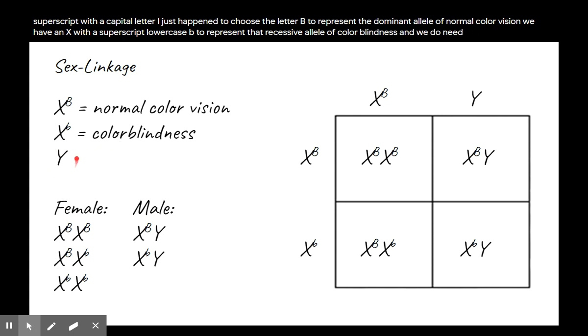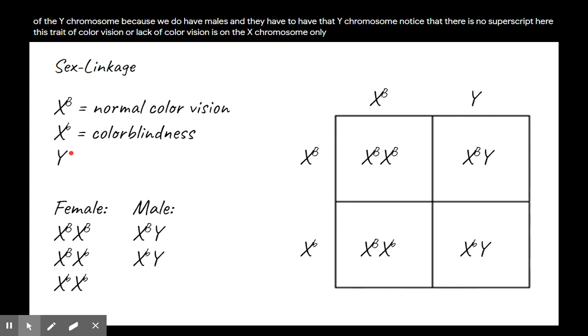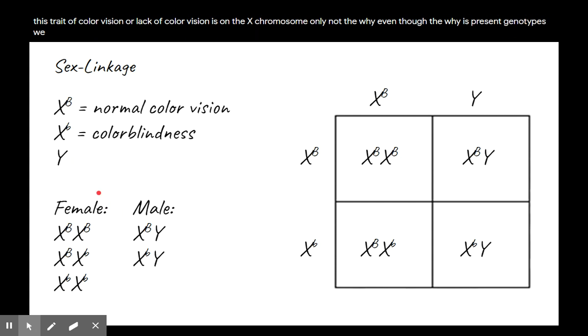And we do need to have the presence of the Y chromosome because we do have males and they have to have that Y chromosome. Notice that there is no superscript here. This trait of color vision or lack of color vision is on the X chromosome only, not the Y, even though the Y is present. So in terms of the different genotypes we could have, we now need to differentiate between female and male.